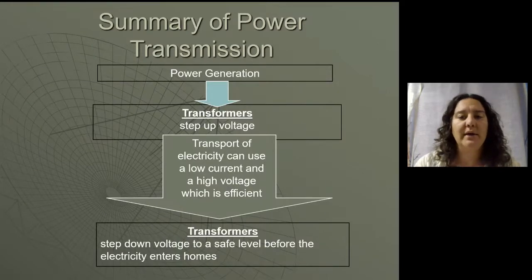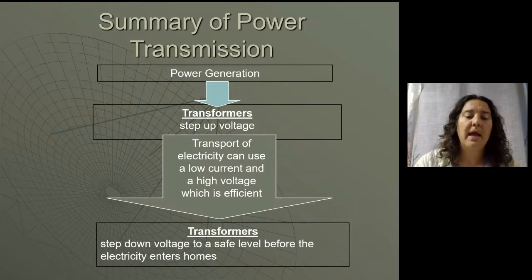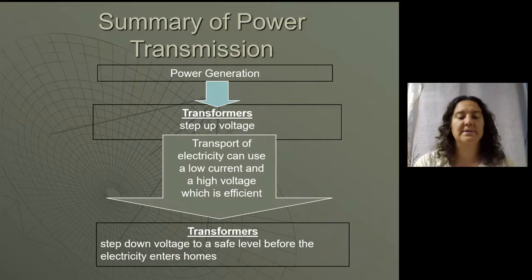So our power gets to our house after it is created at a power generating station. In Alberta, often that's a coal power generating station. The transformer at the power generating station is going to step up the voltage so it can be efficiently carried long distances. Then when it comes near your house, it goes through another transformer, which steps the voltage down to a lower level. And then right at your house, there's another transformer that steps it down to an even lower level before it enters your home.